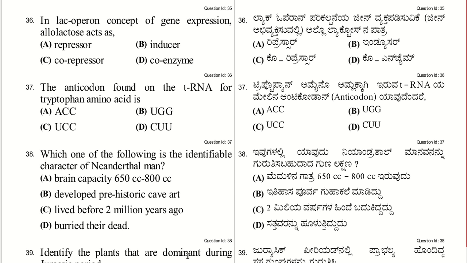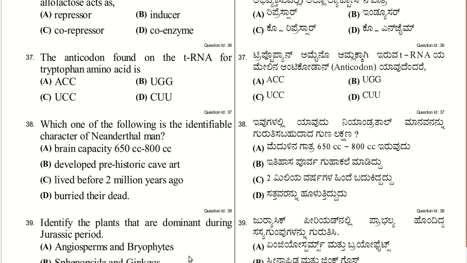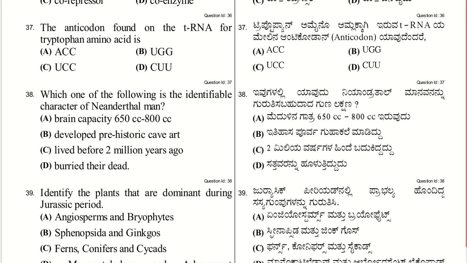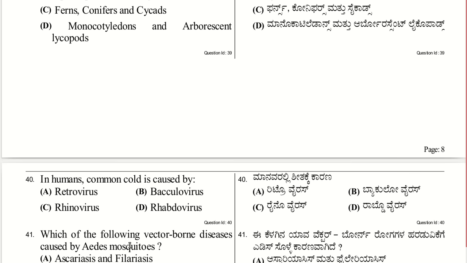So he buried the dead. That is the identifiable character of Neanderthal man. So D is the answer. Identify plants that are dominant during Jurassic period. So the plants which were dominant were ferns, conifers and cycads during Jurassic period. So C is the answer for 39th.